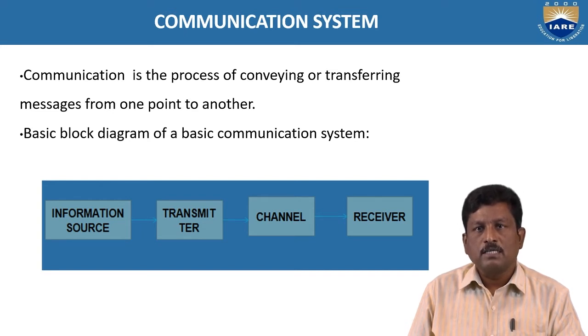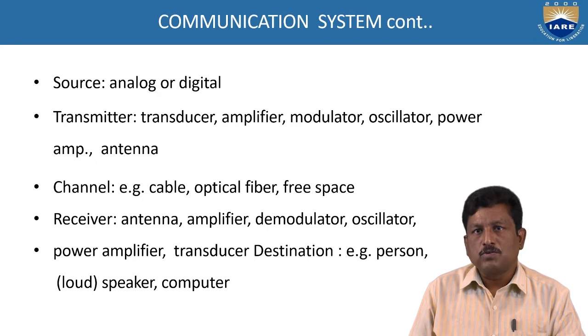Coming to the basic block diagram, what are the fundamental elements of any communication system? Basically, we are going to have three elements: transmitter, channel and receiver. These are the three basic elements for any communication system. Next, what is the source? Source is nothing but the input to the communication system. It may be an analog signal or a digital signal.